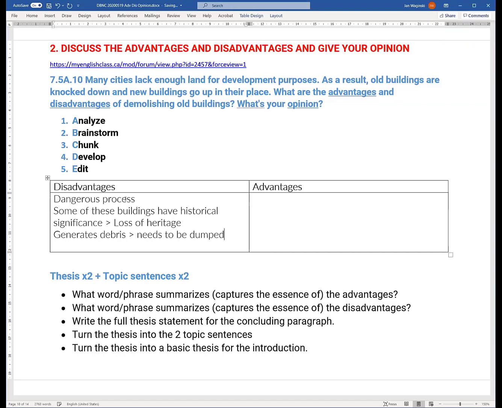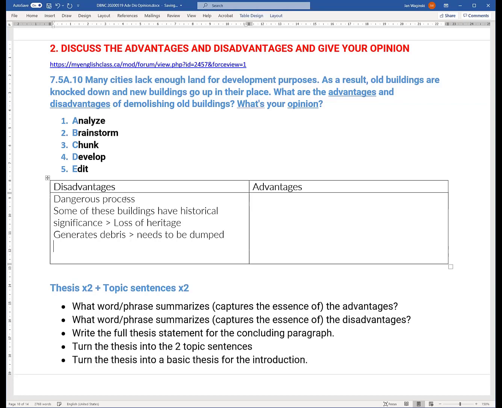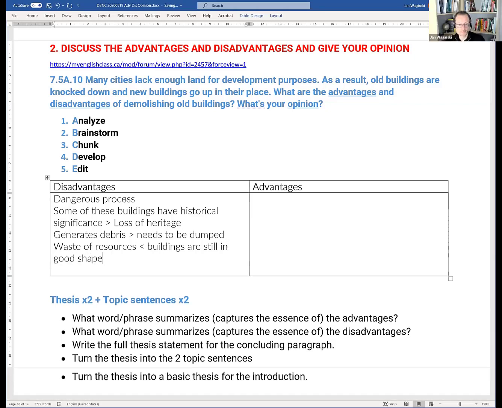Maybe these buildings are still functioning, so it's a waste of resources. So better to do renovation instead of demolishing and rebuilding. Yes, I'm going to say the buildings are still in good shape. Okay.